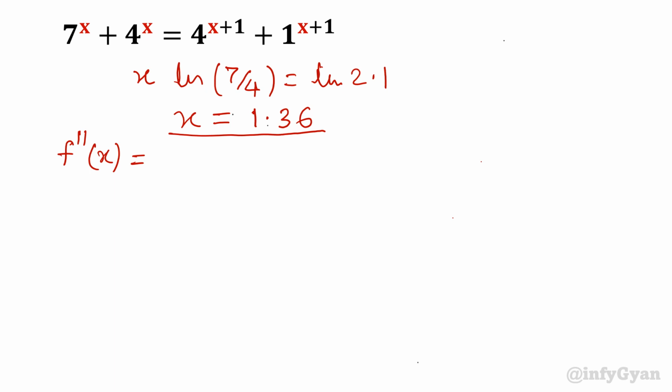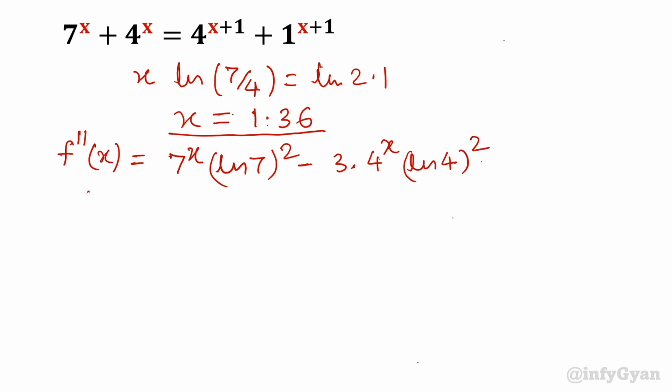So again, 7 power x ln 7. So 7 power x, we will write 7 power x as it is, ln 7 whole square this time, minus 3 times 4 power x ln 4 whole square. Now check f double dash x at 1.36.